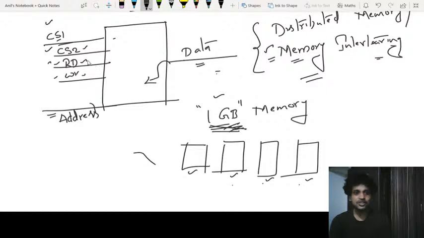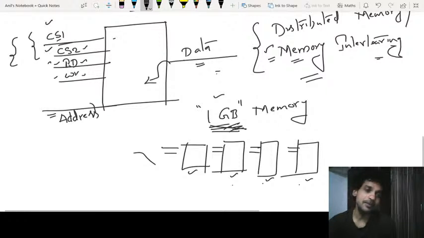Now these CS1 and CS2 will come into the picture. When the CPU wants to talk to one of these chips, that means when one of these chips needs to be selected, the CPU uses CS1 and CS2. I hope you got it. All these memory chips would have these connections, CS1 and CS2. The CPU will use a combination of 1 and 0 to select one of these chips, which means that for a specific chip, the CS1 and CS2 combination will be 1 and 0.